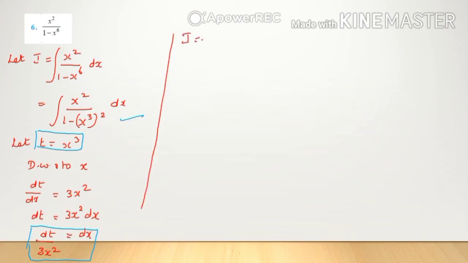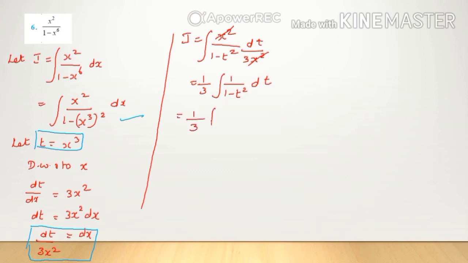So now I is equal to the integral of x square divided by 1 minus t square, because x cube is t. So 1 minus t square into the dx value, which is dt divided by 3x square. The x square gets cancelled and we are left with 1 by 3 integral of 1 divided by 1 minus t square into dt. So this is equal to 1 by 3 integral of 1 divided by 1 square minus t square into dt. 1 I can write as 1 square.